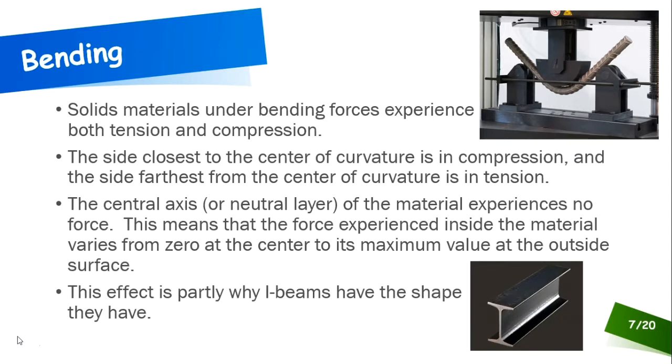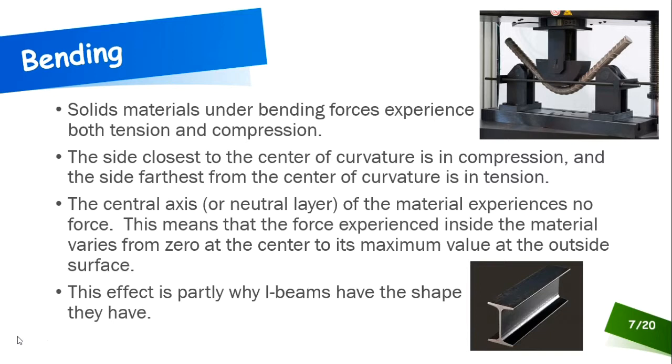And this effect is partly why I-beams have the shape that they have. So we want the outside, we see where the material has the flanges, that's where it's the widest. And so that's where you're going to bend an I-beam. You want the highest forces to be where you've got the most material. But there in the center of the I-beam, along that central axis where you don't have a lot of material, you don't need a lot of material because there's zero force there in the center of the material. So all the forces on the I-beam when it's in bending are on the outside flanges.